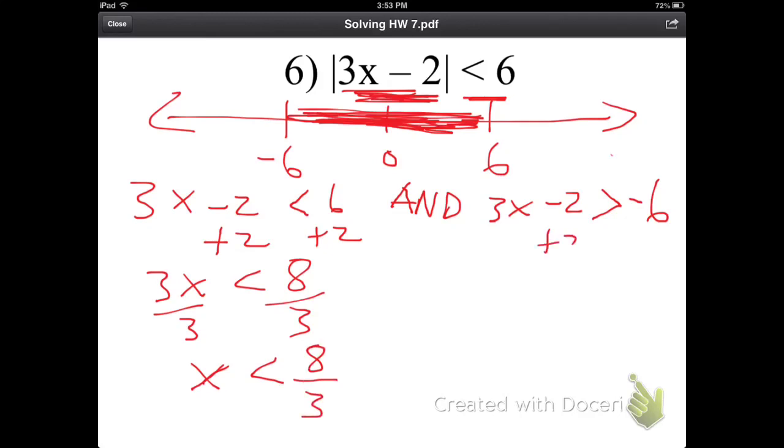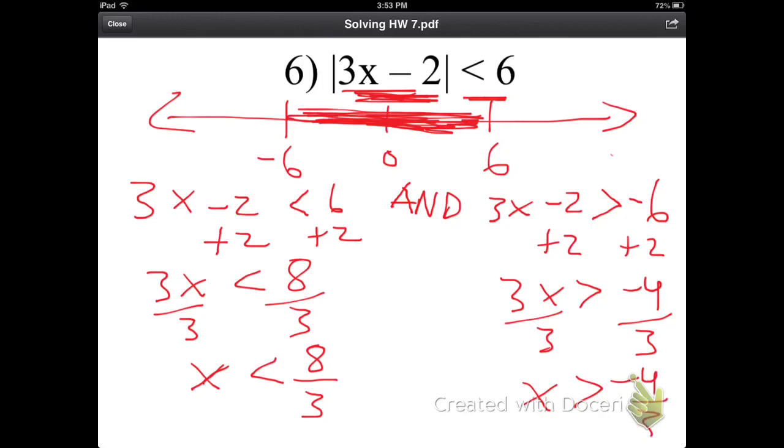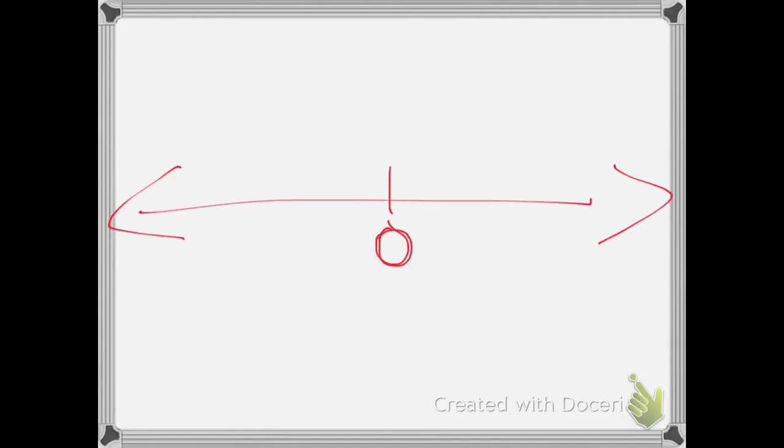Right side, still going to add 2 to both sides. We got 3x is greater than negative 4. Divide by 3, divide by 3. X has to be greater than negative 4/3. And if you notice, if you were to graph both of these solutions, you really just get a number line where you got 0 in there. Over here you got 8/3, which is an open circle. And then on the left you're going to have negative 4/3.